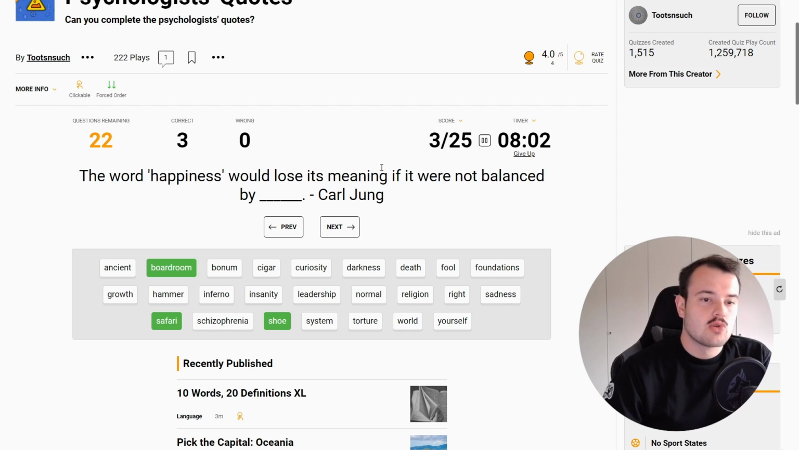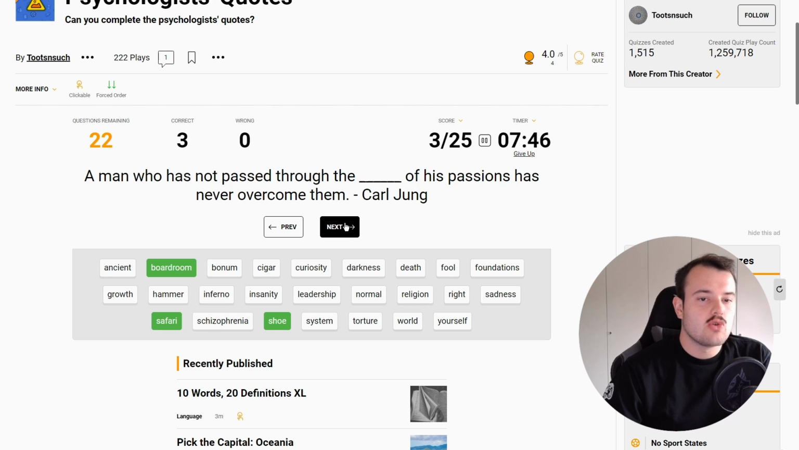The world's happiness would lose its meaning if it were not balanced by, that's gonna be something like, something very aversive, right? Torture, insanity, either torture or insanity, probably, or death. Jung, Nietzsche, Freud, all those early psychoanalysis people are all in a sense connected in a way that, in my opinion, they say like, hey, life can suck and has to suck sometimes.